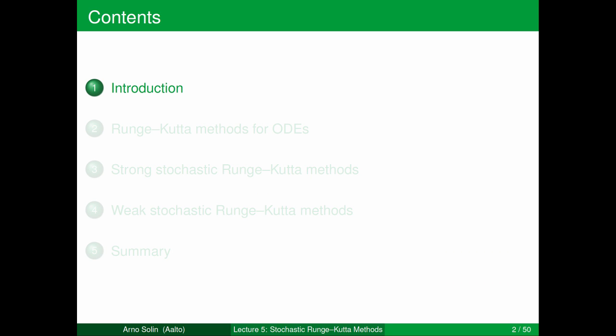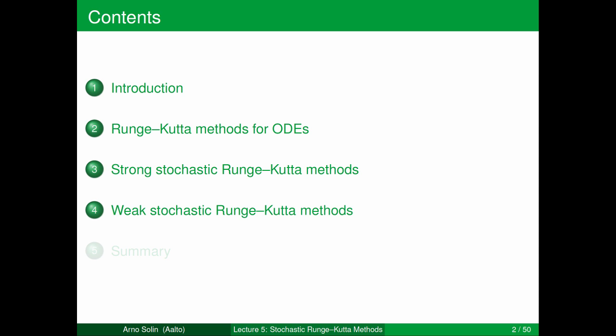The contents of this lecture are as follows. First, we will go through a short introduction to the topics of the lecture. After that, we dive into ordinary Runge-Kutta methods, which are for ordinary differential equations. Then we have a look at strong stochastic Runge-Kutta methods. We cover weak stochastic Runge-Kutta methods. And finally, we summarize the lecture and go through the topics as a whole.